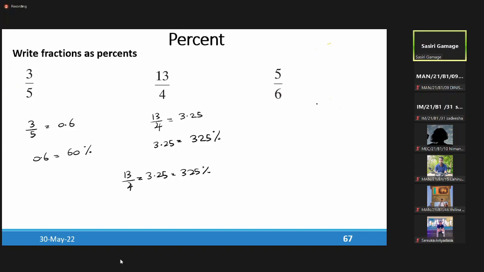Then what's the answer for this? 5/6. 83.3 bar. When we divide 5 by 6, we have 0.83.